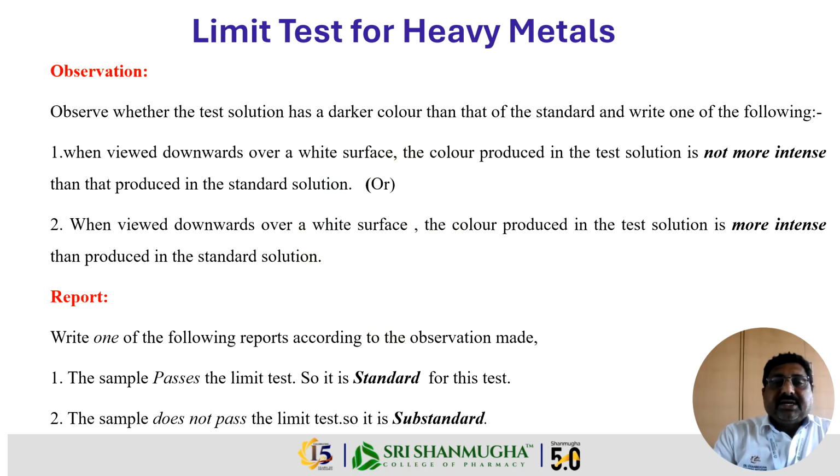So coming to the observation, it is made by comparing the color of the test solution with the standard solution. The comparison should be done by viewing the solutions downward over a white surface. If the color produced in the test solution is not more intense than the color in the standard solution, then the sample passes the limit test. If the color in the test solution is darker or more intense than the standard, then the sample fails the limit test. This indicates that heavy metal impurity is more than the permitted limit.